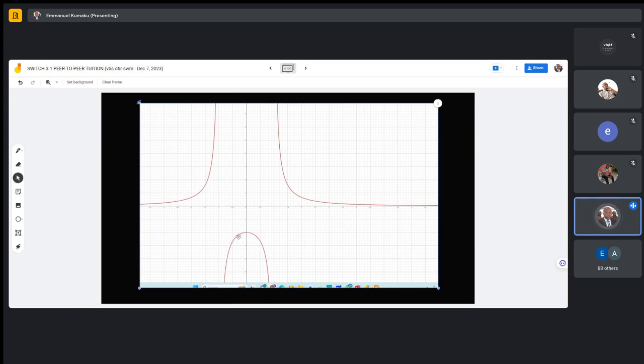So when you pick more test points and you see that all the values are below the horizontal asymptote, then it will look like this. It does not touch it. I hope I'm clear.